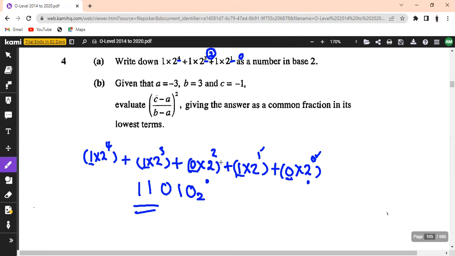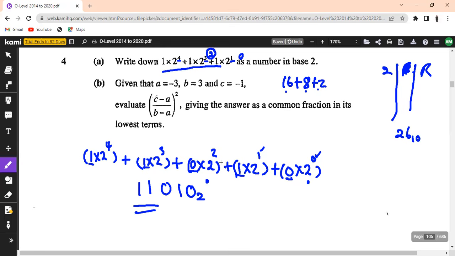Or you can actually convert this, write it in exact form in base 10, then you divide by 2 throughout, noting the remainders. Still, you're going to obtain the same thing. You just multiply. I think it's going to be what? 16 times 1 is 16 plus 8 plus 2. All right, and this is going to be 10 here plus 16, which is 26. So you're going to obtain 26 in base 10.